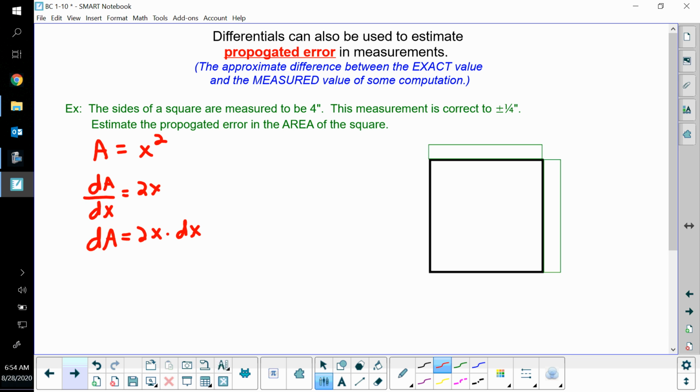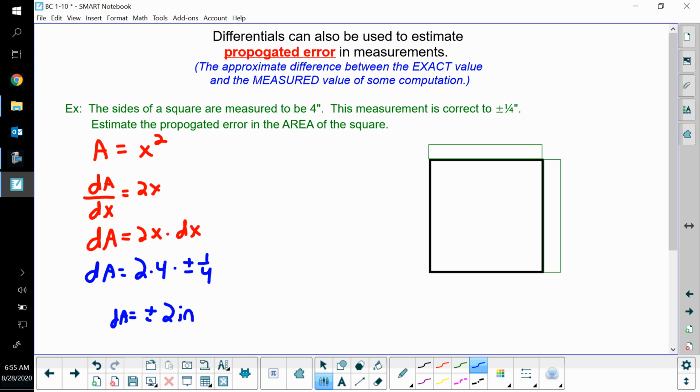So what this is telling us is the approximate change in the area is determined by 2 times whatever the measured amount is, times the amount that could be off by. So for us, that's 2 times 4, because 4 was the measured amount, times what that could be off by. So we had plus or minus a fourth. So therefore, the potential change in the area is plus or minus 2 inches.